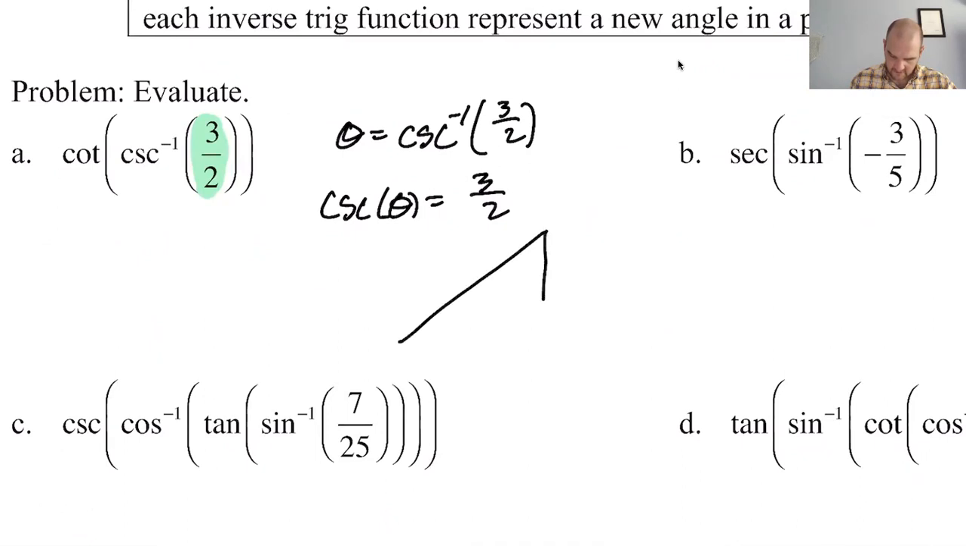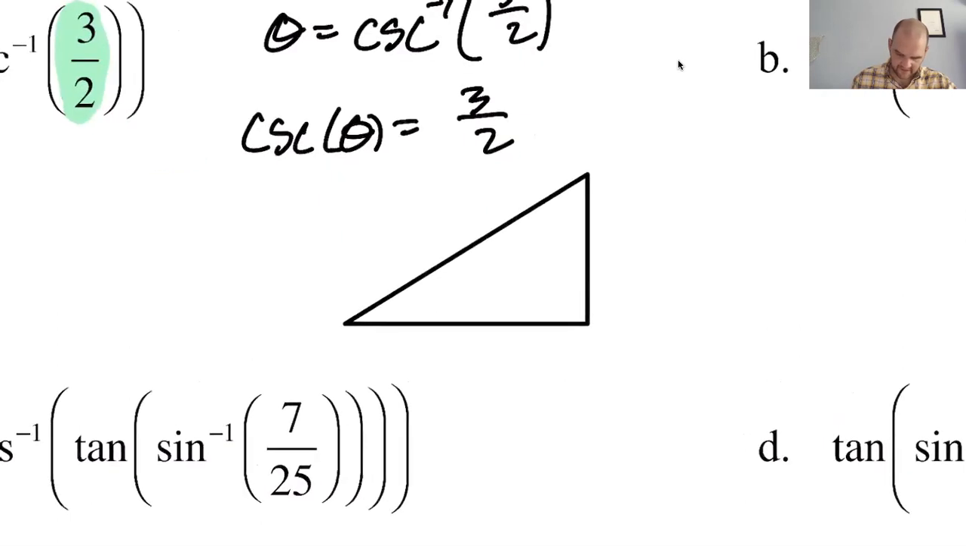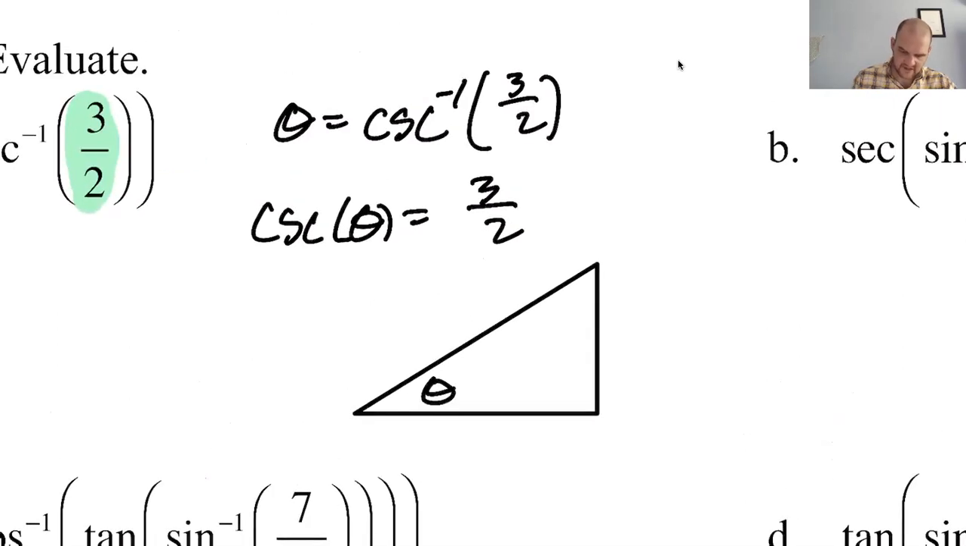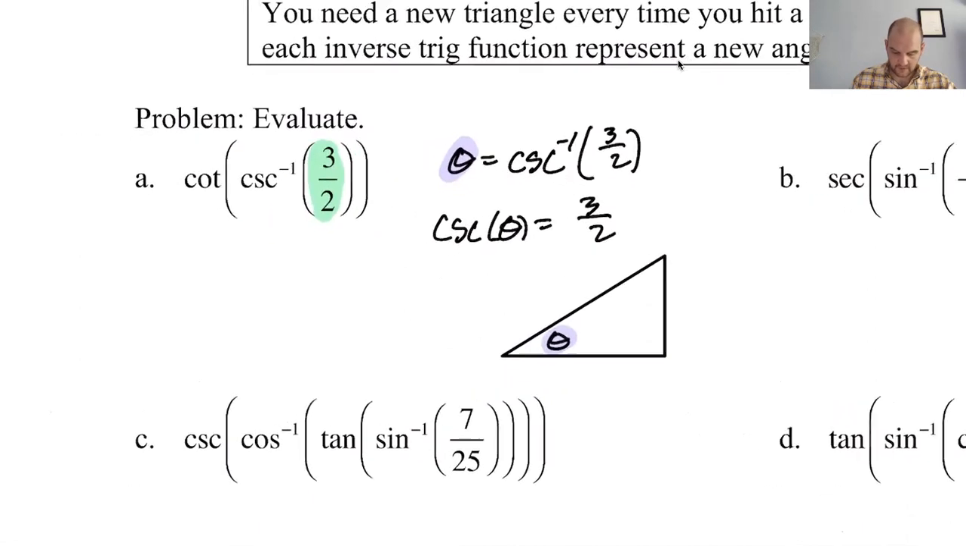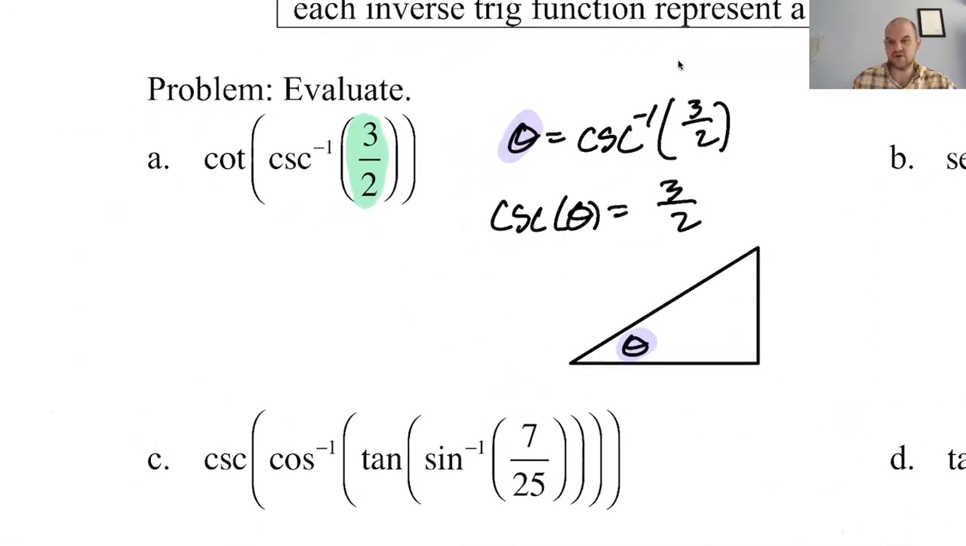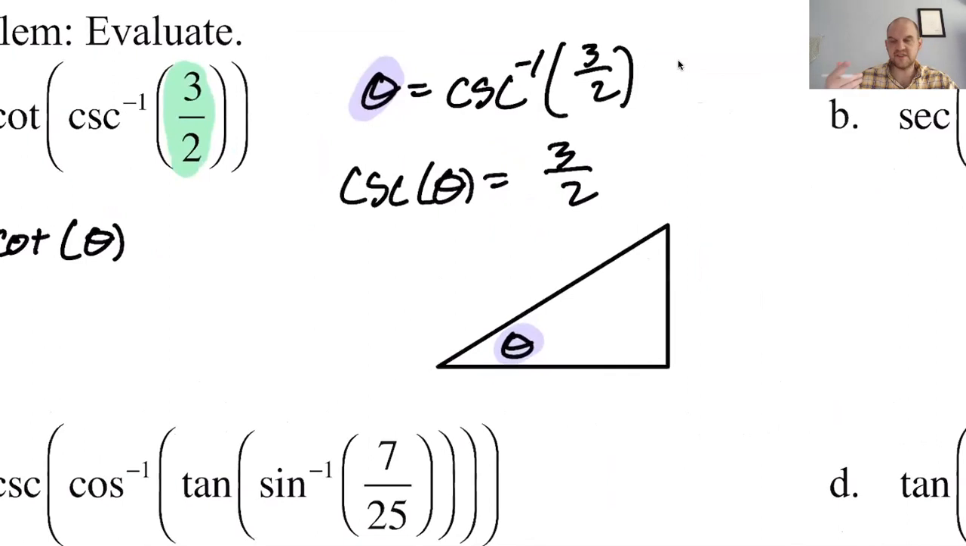Let's draw a triangle. Then we're going to have an angle theta. This is theta. Now our problem, because we said theta is the inverse cosecant of 3/2, is actually to find the cotangent of theta. But based on the triangle, if cosecant is 3/2, sine is 2/3, so I'm going to put a 2 here and a 3 here.